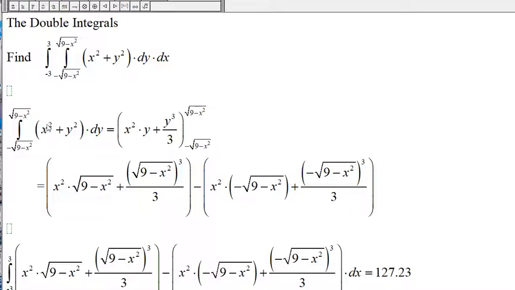And therefore the x squared is considered a constant. So the antiderivative of a constant will be the constant times y. So it's x squared times y. The antiderivative of y squared would be y to the third divided by 3. And then we need to evaluate from this to this.